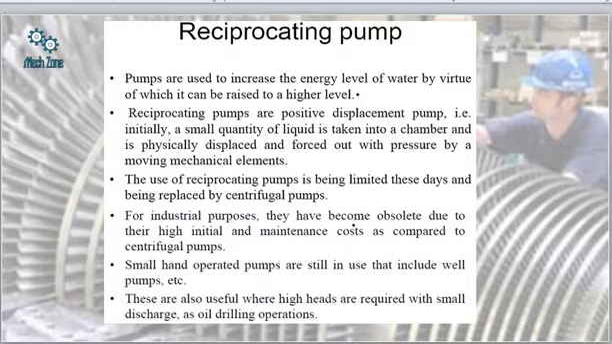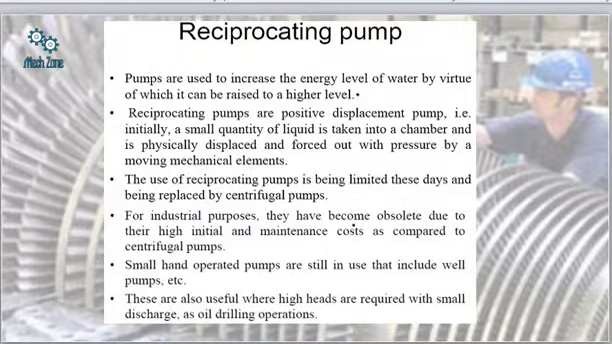Small hand operated pumps are still used, which include well pumps. So in the well pumps we are using the reciprocating pumps. These are also useful where high heads are required with small discharge, such as oil drilling operations. So they are generally used for oil drilling operations because high heads are required and the discharge available is small.